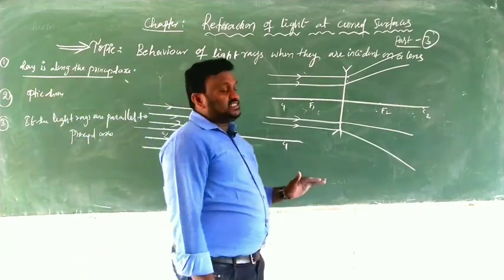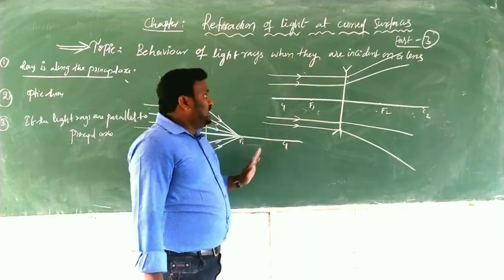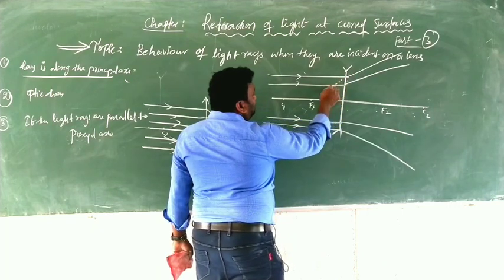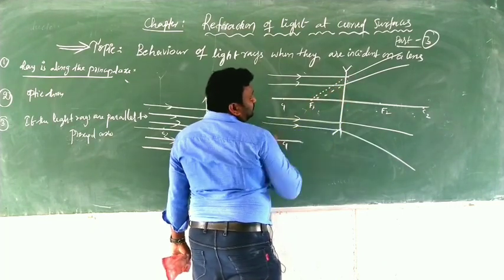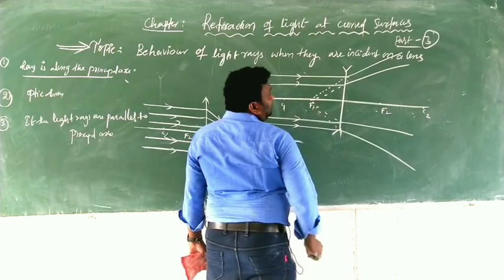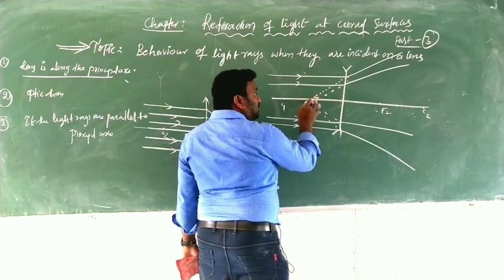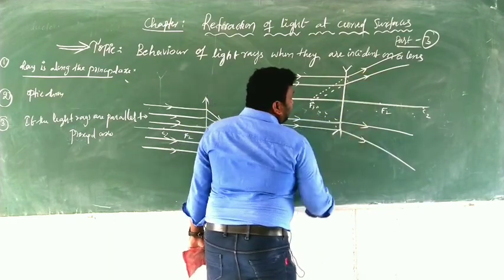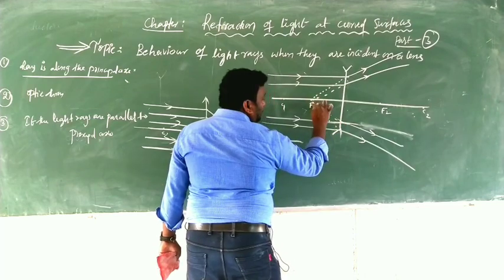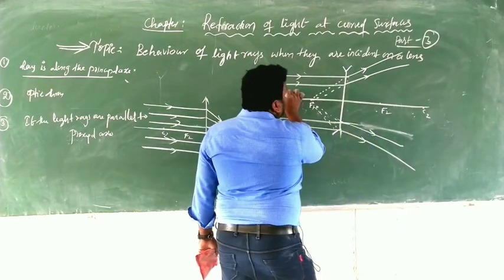Here in both cases, the condition is the same. What's that? Light is coming from long distance. That is the parallel beam of light. So here, after the refraction, I am extending the refracted rays back. So now here, they are meeting at one point. Extended rays meet at one point. From that point, you can observe they seem to diverge. So here, these are the extended rays.